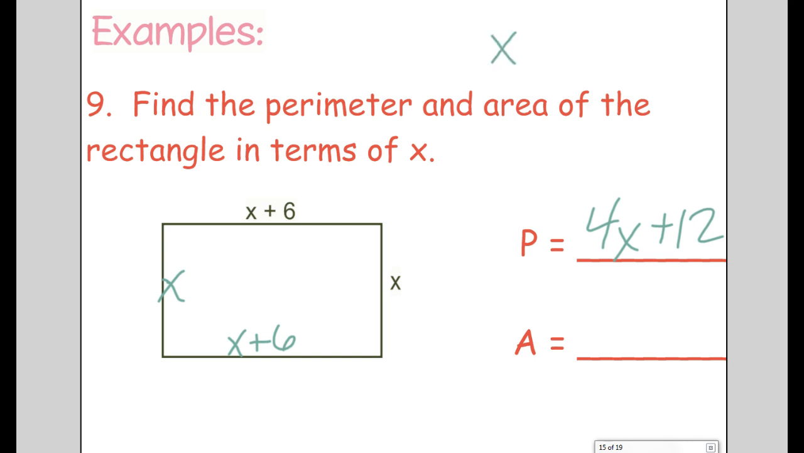Now a little bit trickier. That's the area. Length times width. You have to distribute. X times X, that's X squared. X times 6. So there's your area. Are we solving anything? No. We're just writing the area and perimeter in terms of x. That's what that's called.